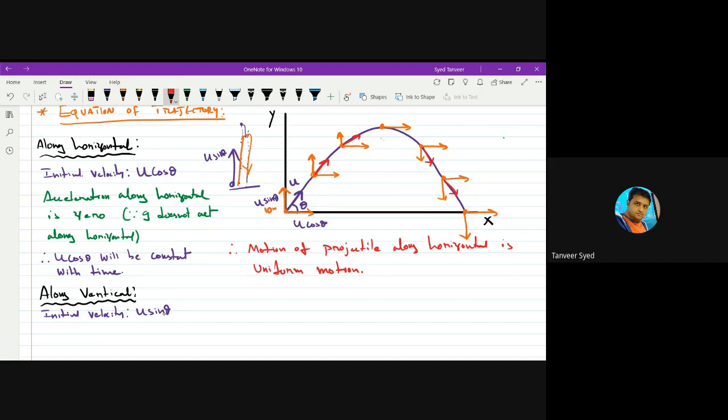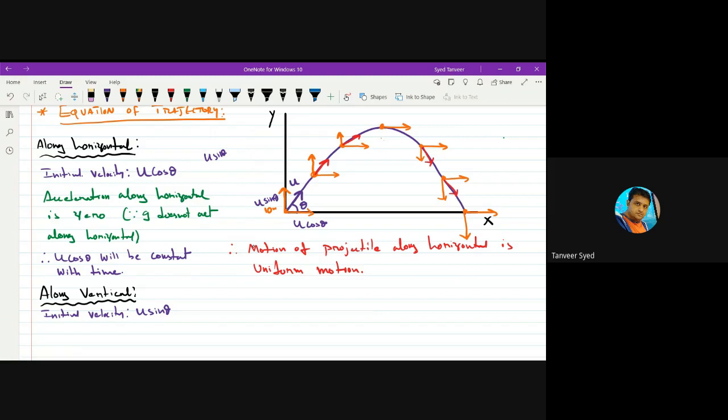Like that, the path will be decided by the resultant velocity, and that's why it is this curve, which we call a parabolic shape. Path of a projectile is parabolic in nature. Okay. Now let us try to study how this vertical velocity changes with time.